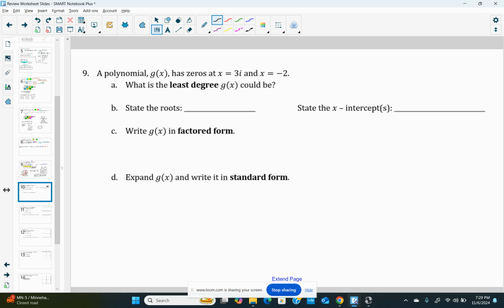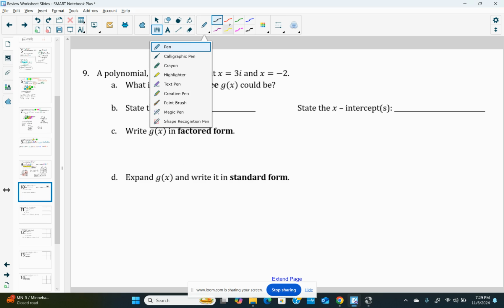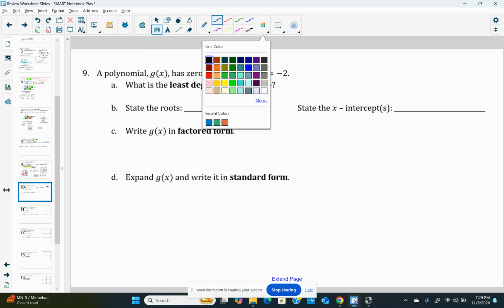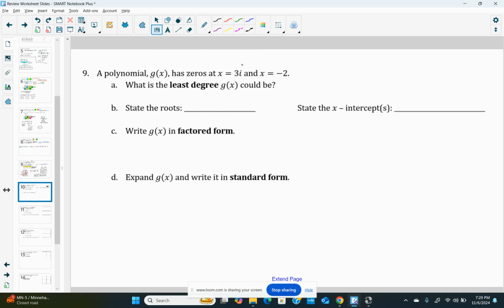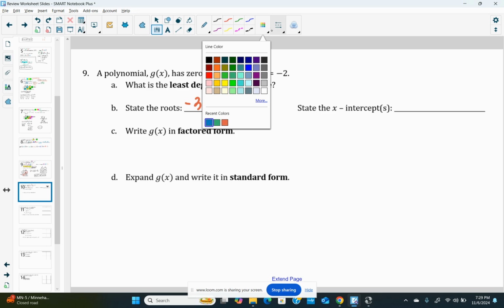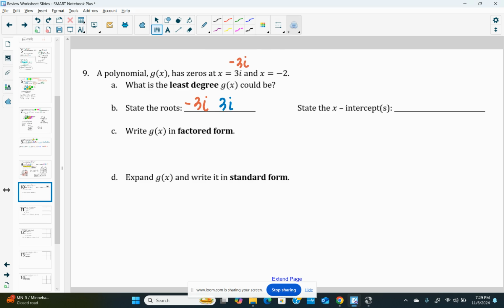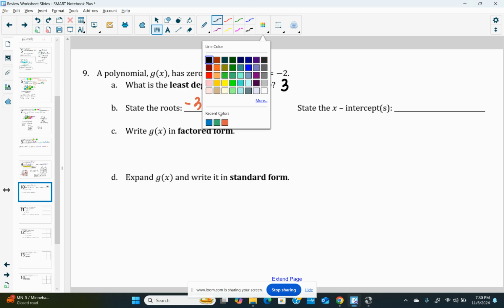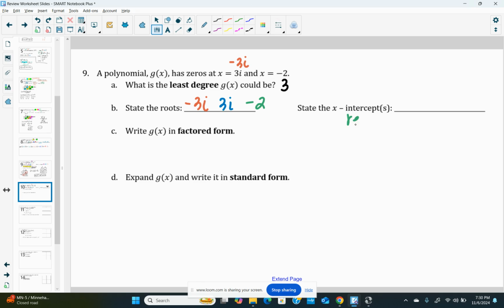Number 9 is just like that one. And so in this case, we have 3i, which is imaginary. So that has a partner root. It has a conjugate. So then we'll state these roots, which are negative 3i, 3i, and then negative 2. And so then that is 3 roots that this could have. And then the x-intercepts, remember, are only the real numbers. Okay, so then negative 2 is our only x-intercept.